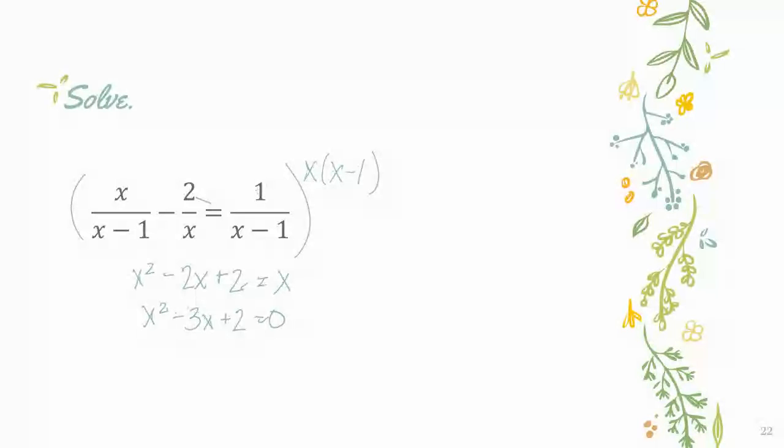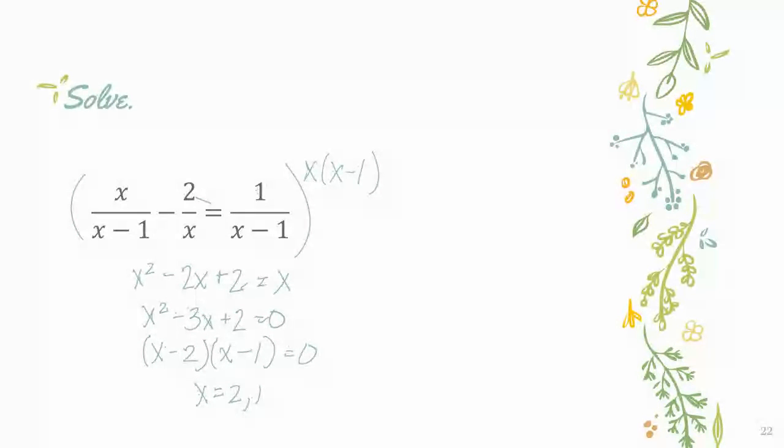because this is a quadratic. I am going to factor because I know that 2 times 1 equals 2 and 2 plus 1 equals 3. Therefore, my solutions are x equals 2 and x equals 1.